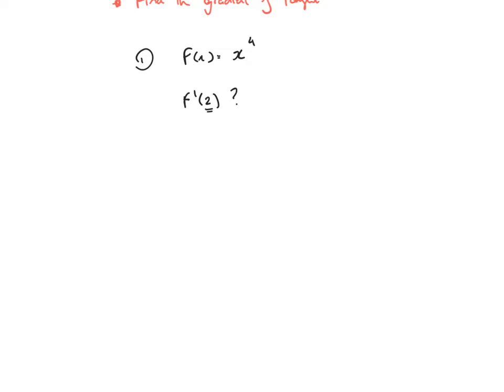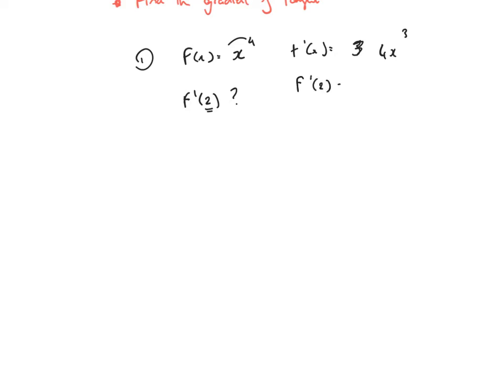So f dash 2, well, the first thing that we do is find f dash x. That means we differentiate. So bring the power down and multiply and take 1 away from the power. So x to the 4 becomes 4x cubed. Okay, now what do I do next? Well, the question is then asking me to sub in 2 for x. So x is equal to 2. So f dash x is 4x cubed.